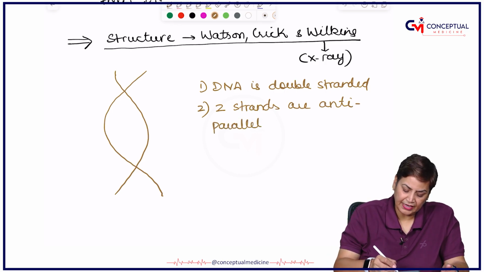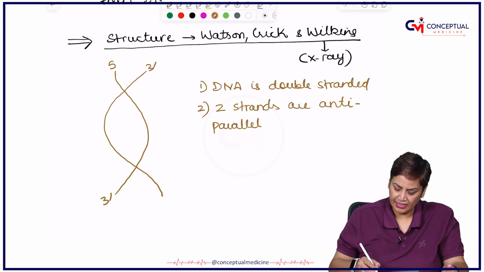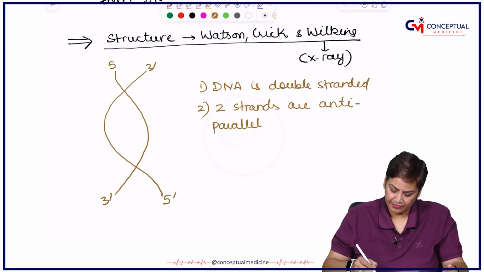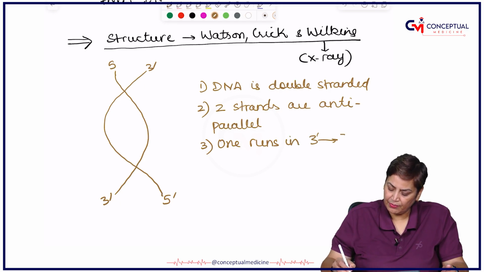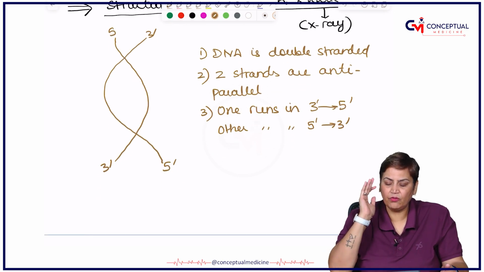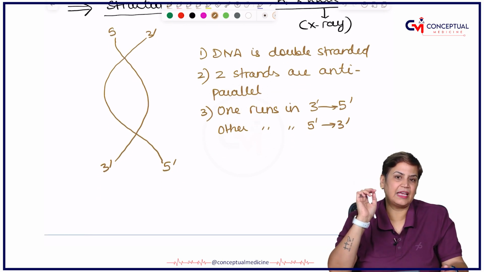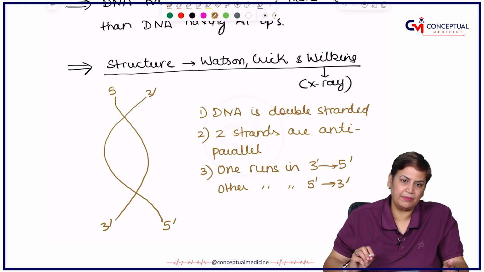That means if one is running in the direction 5' to 3', the other will run in the direction 3' to 5'. So one runs in 3' to 5', the other runs in 5' to 3'. And Watson and Crick basically emphasized the B-type DNA. This is also very important. Okay, so this is actually the B-type DNA.